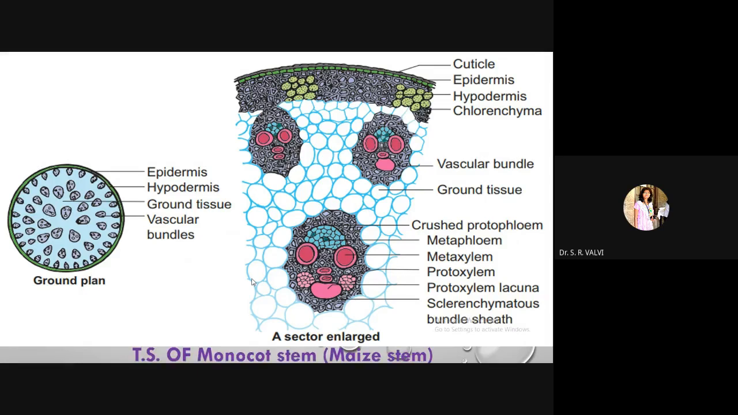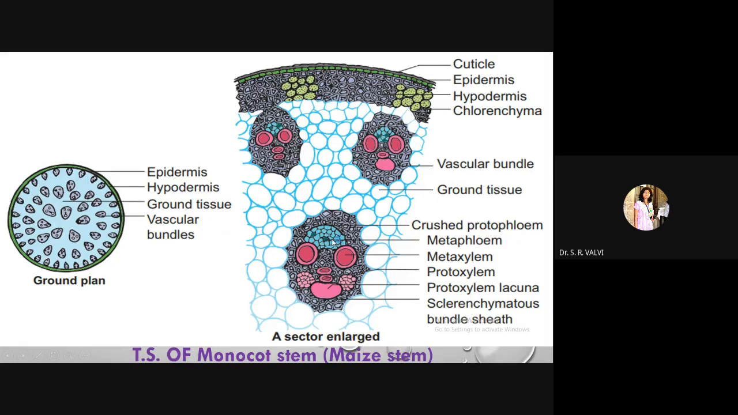The two eyes are nothing but the metaxylem. Then the somewhat nose-like structure is the protoxylem, and this is the protoxylem lacuna, which stores water. Ready? So these are the xylem. The eyes are the bigger cells, the metaxylems. The nose-like structure is the protoxylem, and the mouth-like structure is the protoxylem lacuna.